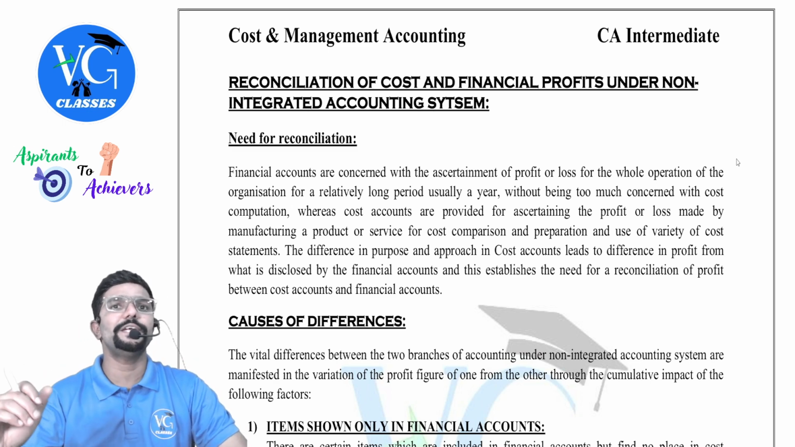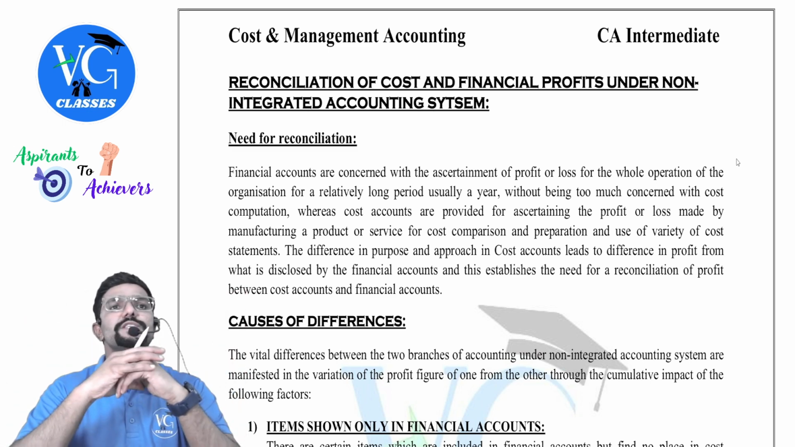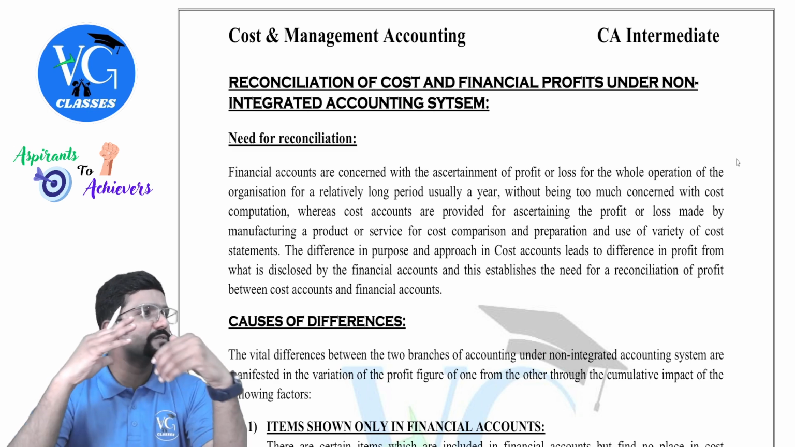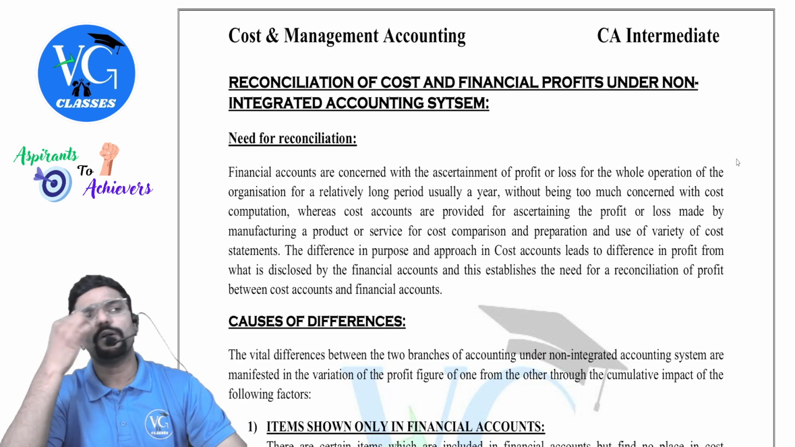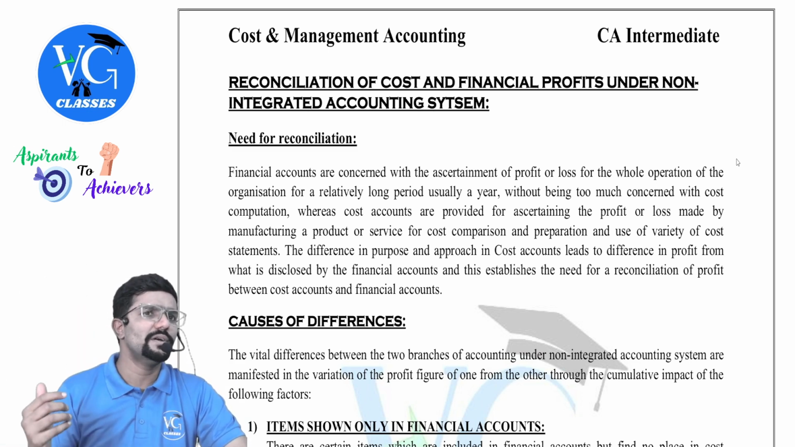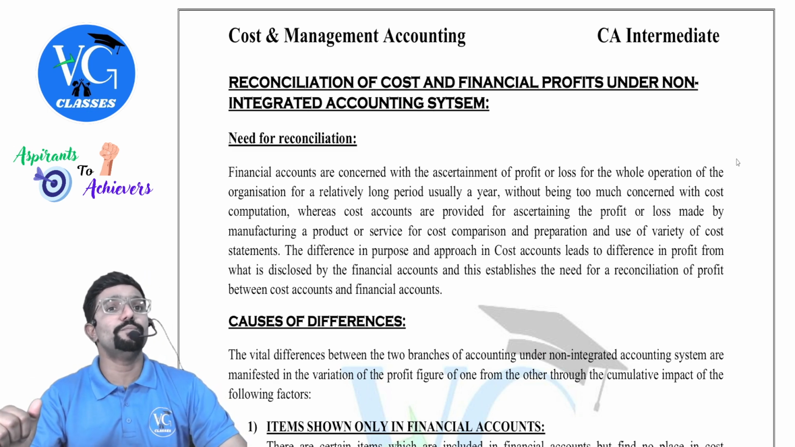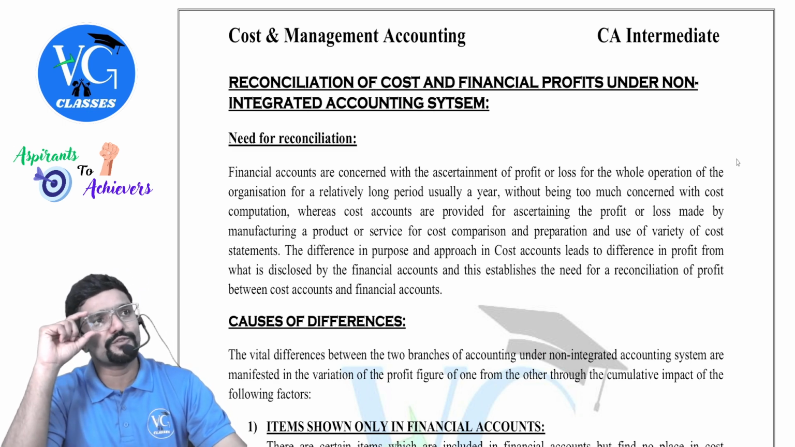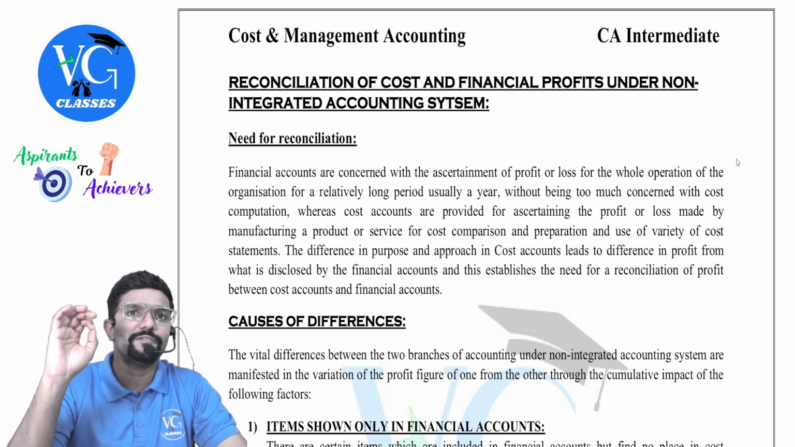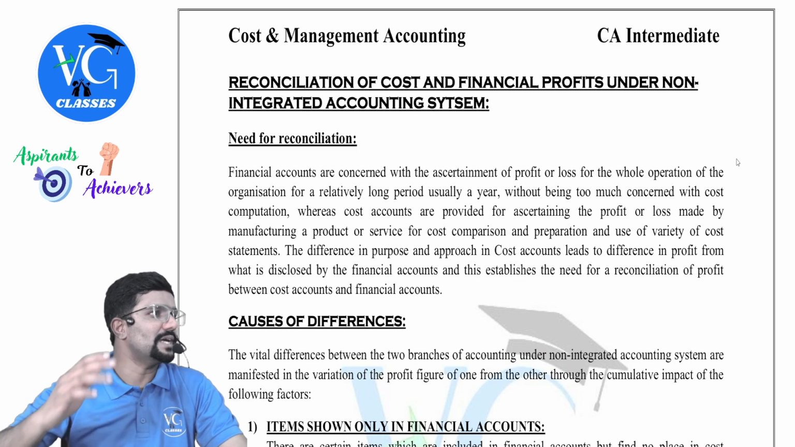So that means this will lead to two different profit figures, and obviously these two profit figures will not be the same, so we need to reconcile. First tell us why these two profits will not be the same, sir. What is the reason, sir? Guys, first we have to look at the objective of these two books. The objective of costing records or costing books is to find out the profit or loss made from the production and sale of a product or a service.